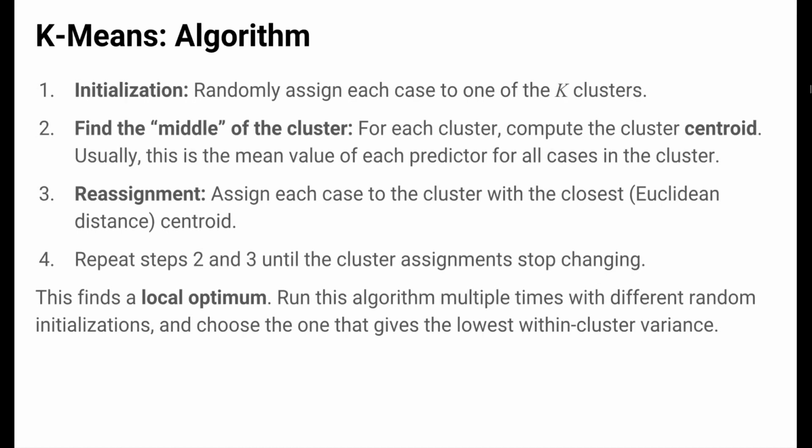So we repeat steps 2 and 3 until the cluster assignments stop changing. And it's important to note that this algorithm gives a local optimum. Running this algorithm multiple times with different random initializations is key because sometimes different random starts will give different results, some being more optimal than others. More optimal meaning having a lower value of that within cluster variation. So we have to run this algorithm multiple times with different random initializations, and ultimately we choose the result that gives us the lowest within cluster variance.